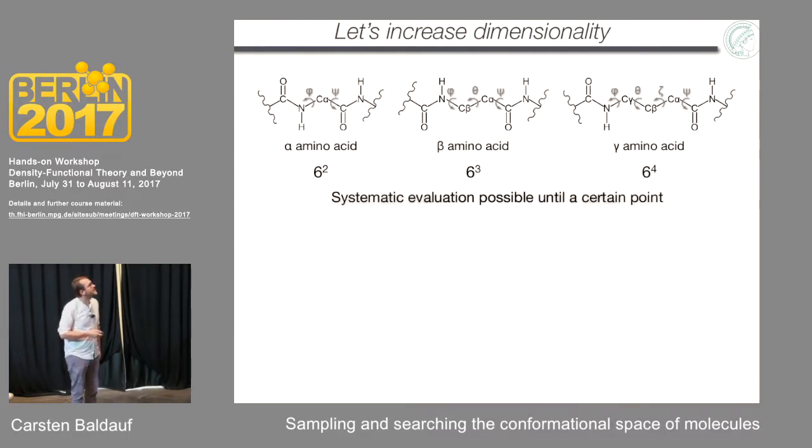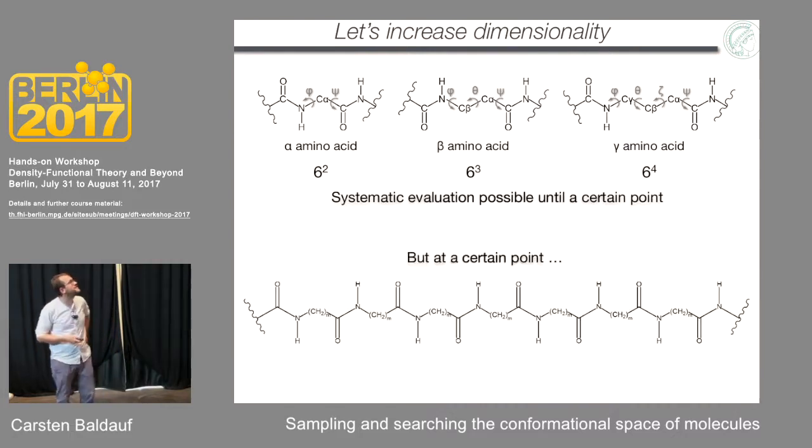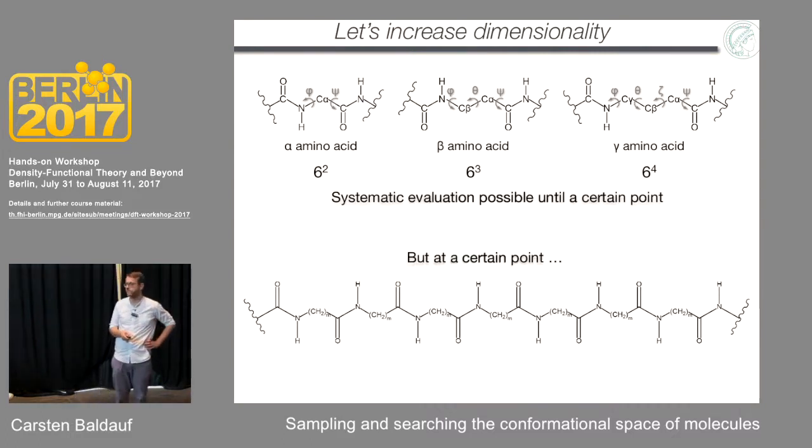So the systematic approach, however, works only to a certain point. Here this is again two degrees of freedom, but if we make the molecule longer, we get more of these degrees of freedom. And we see that even if we discretize, the number of points that we have to consider constantly increases. At some point it's not feasible anymore, when we have a really long chain of carbon atoms, for example. So what do we do then?